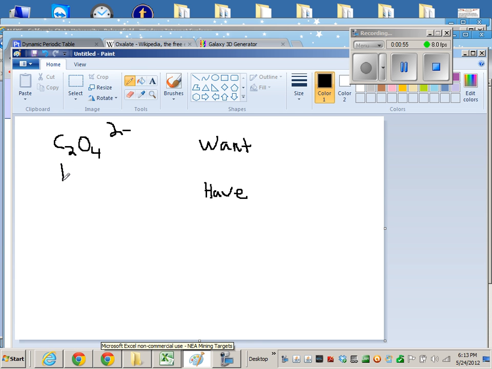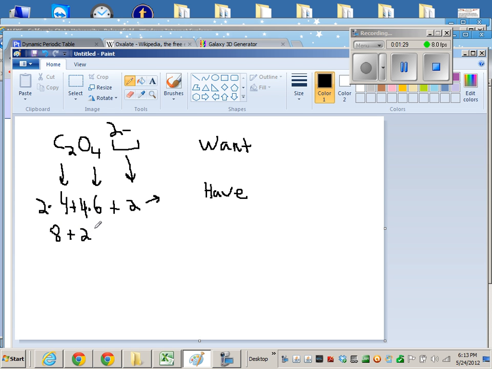we know that each carbon has 4 valence electrons. Each oxygen has 6 valence electrons. And this 2- charge means we're going to end up having 2 extra electrons in the valence shells. Since there are 2 carbons, I multiply that by 4, and since there are 4 oxygens, I multiply that by 6. This is the amount they actually have. So 2 times 4 is 8, plus 4 times 6, that's 24, plus 2. So overall, that is 36? Sorry, 34, my bad. 34 valence electrons.